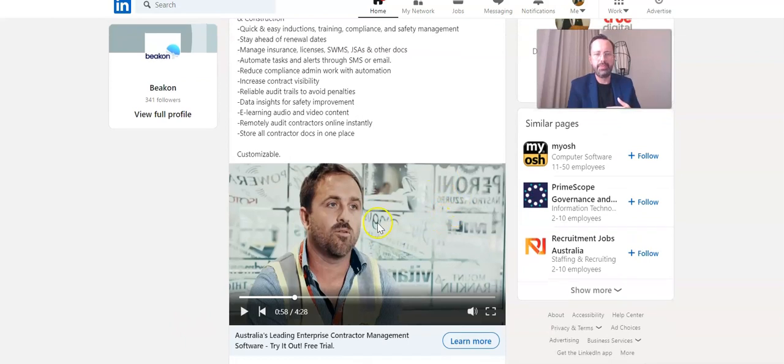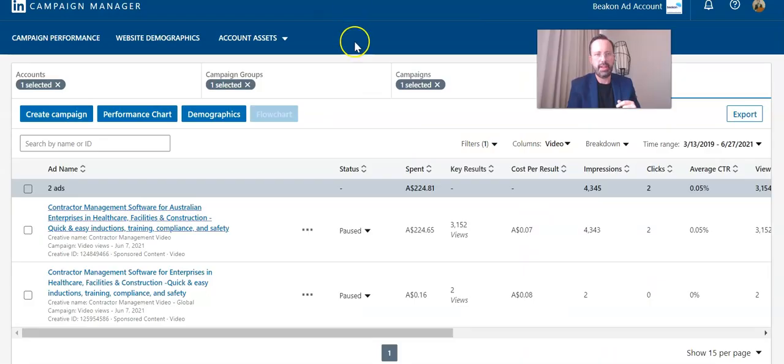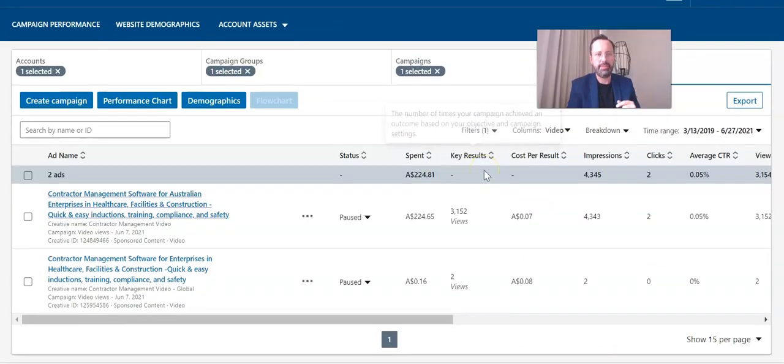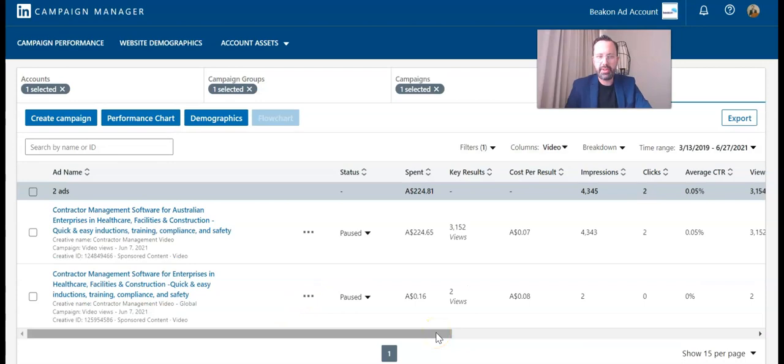And then the video. Now, what we're going to do is take a look at how this performed in the campaign manager here. And you can see that there are two elements here. And what I'm going to focus on is this variant because it had the most data that we can look at and analyze.